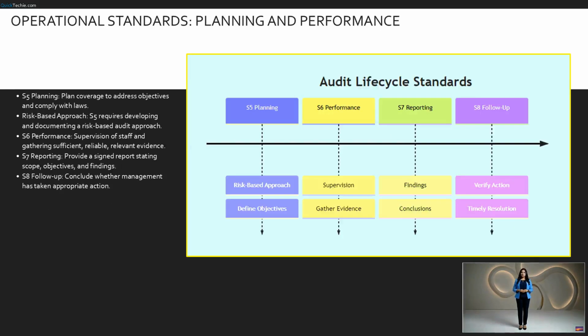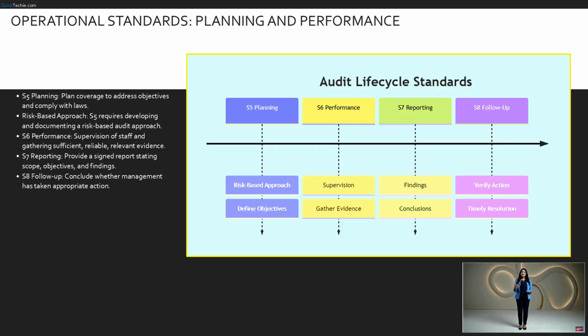Moving beyond the prerequisites, we look at the standards governing the audit work itself. Standard S5 covers planning. It mandates that we plan our coverage to meet objectives and, critically, that we document a risk-based approach. You cannot just audit everything. You must audit what matters. Standard S6 performance requires proper supervision of audit staff and the collection of sufficient, reliable, and relevant evidence to support your conclusions.